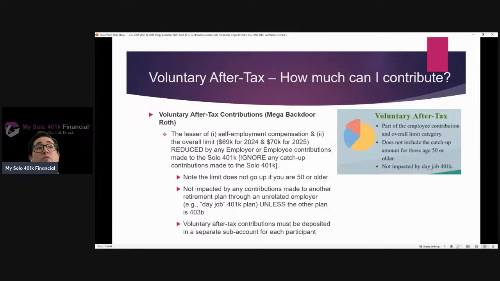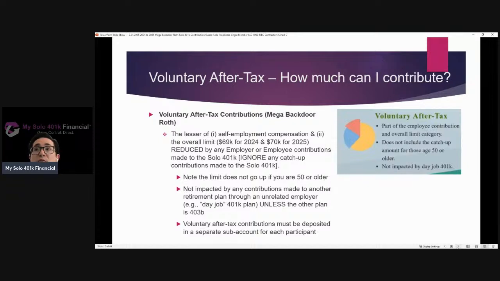Now, there is a special rule that one ignores, so you don't have to reduce by any catch-up contributions made to the solo 401k. So this is another way of saying that if one is making catch-up contributions, they can't make those catch-up contributions as voluntary after-tax contributions. They're either going to be made as pre-tax employee or Roth employee.